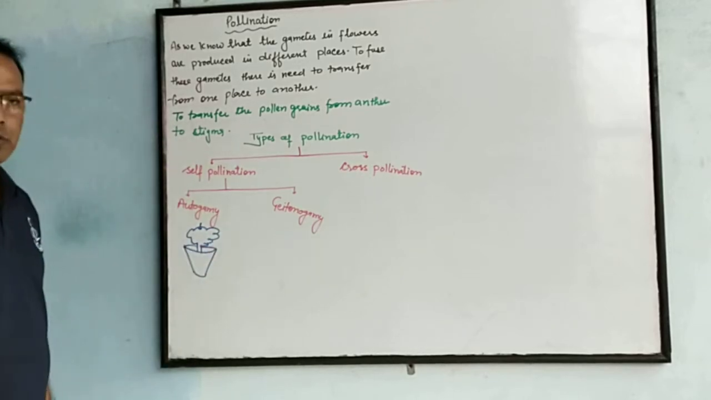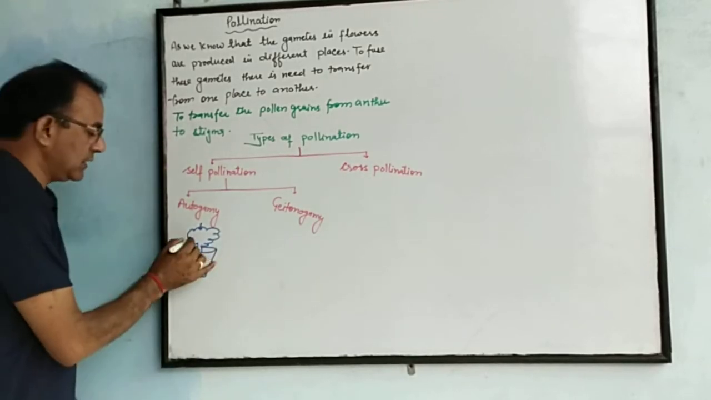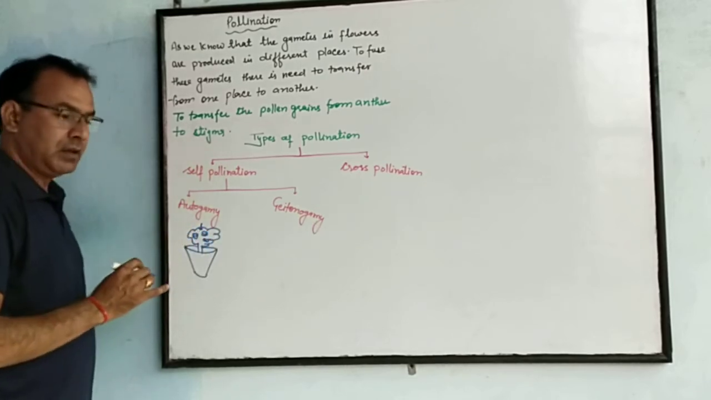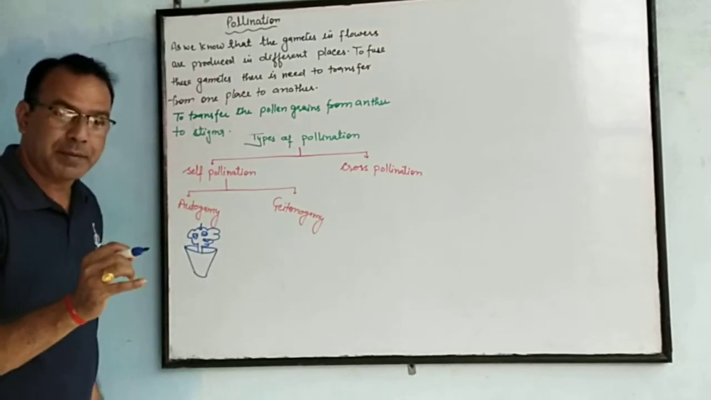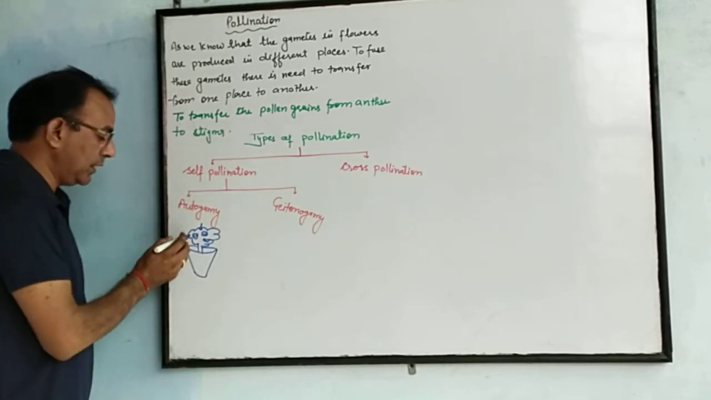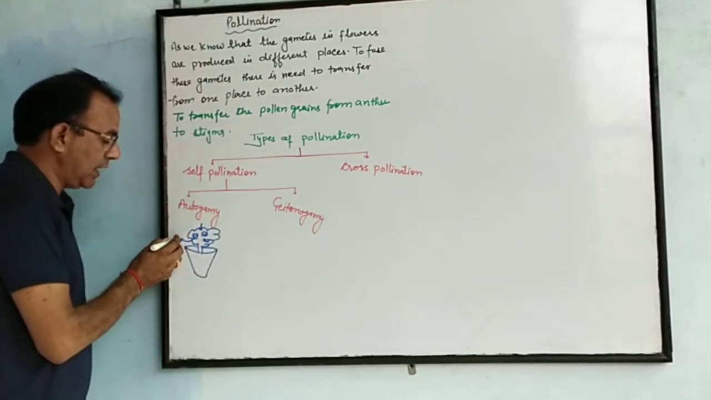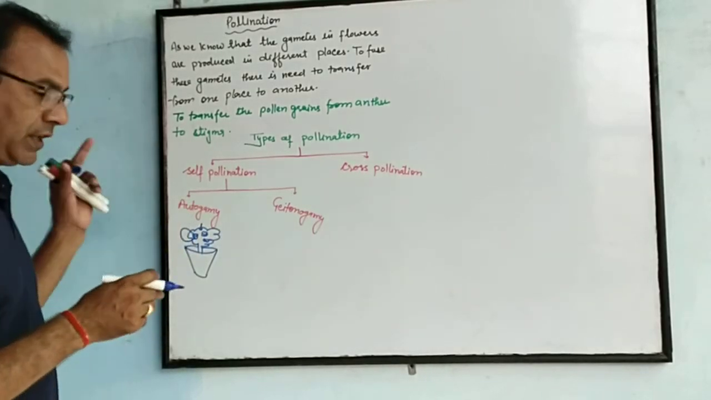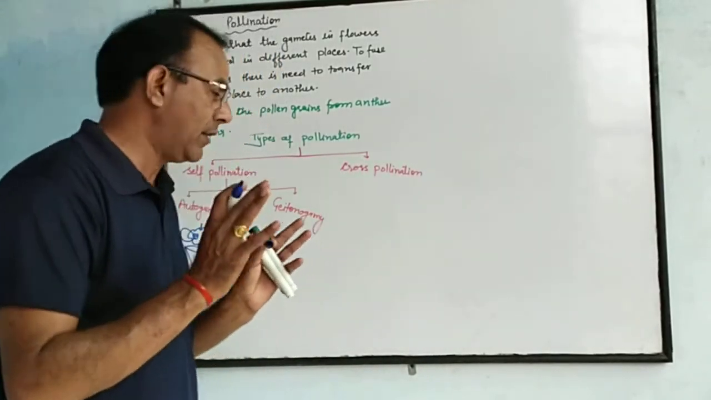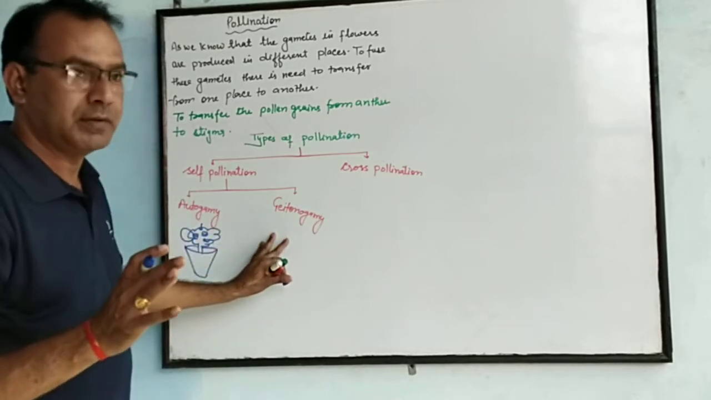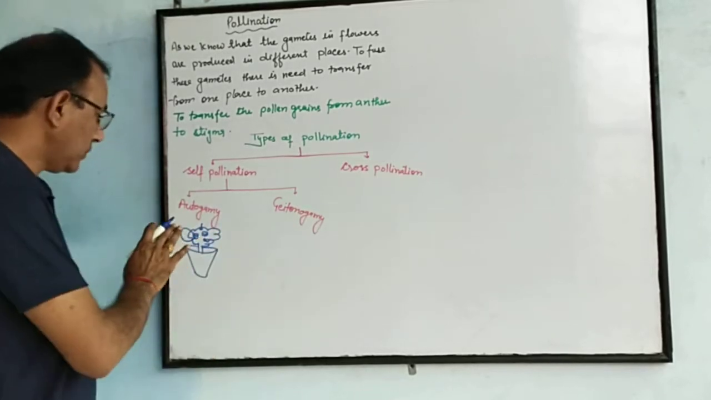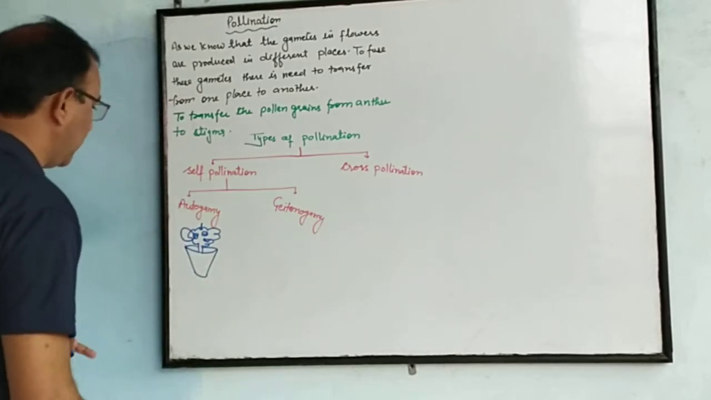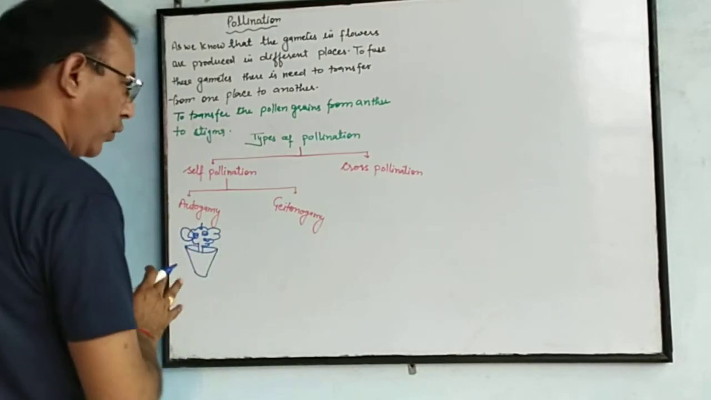That is called autogamy. Suppose this is the plant in which many flowers are blooming. If the flower is bisexual, then the transfer of pollen grain from anther to stigma happens in the same plant and the same flower. The flower cannot be changed. If the flower is changed, then the process will also change. Transfer of pollen grain from anther to stigma in the same flower of the same plant is called autogamy.